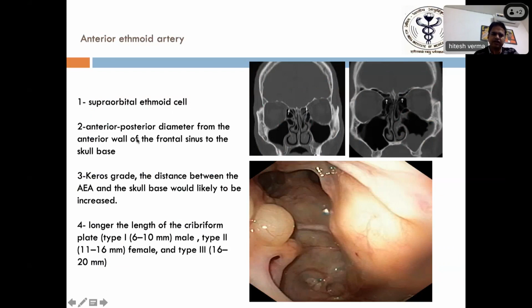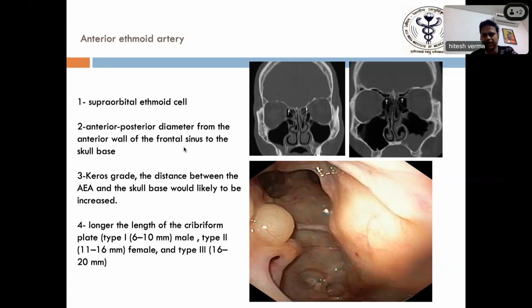We can identify the anterior ethmoid artery within the nasal cavity when a supraorbital ethmoid cell is present, like in this photograph. Supraorbital ethmoid cell is present. This one is supraorbital. Then, if the anterior to posterior diameter from the anterior wall of the frontal sinus to the skull base is more than 1 centimeter, in that case, it can run under it.